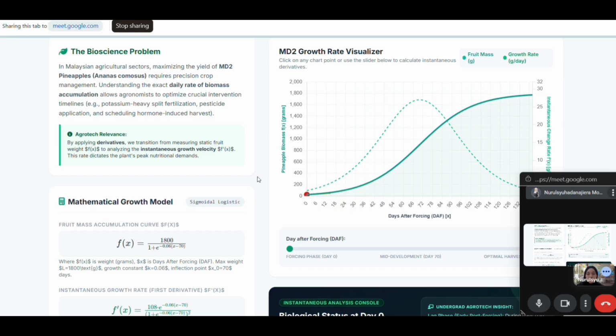The graph has two curves. The solid line represents the fruit mass f(x) in grams, and the dashed line represents the growth rate f'(x) in grams per day. The x-axis shows the days after forcing, DAF.